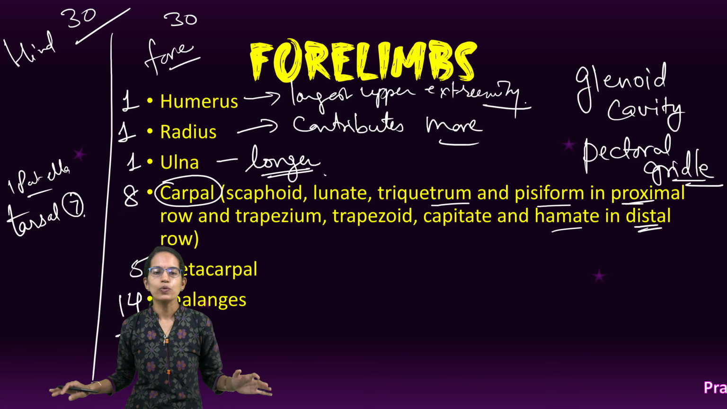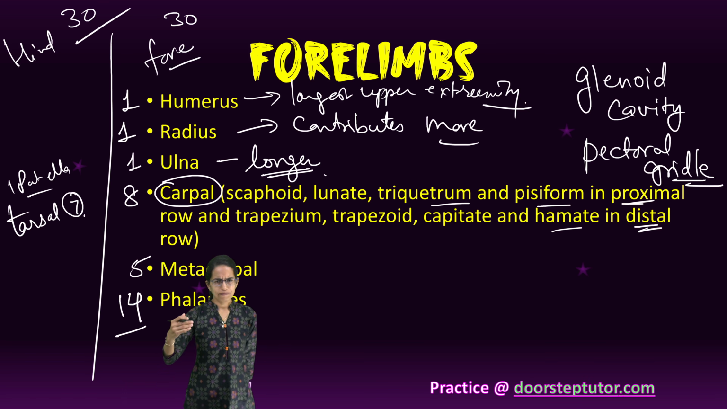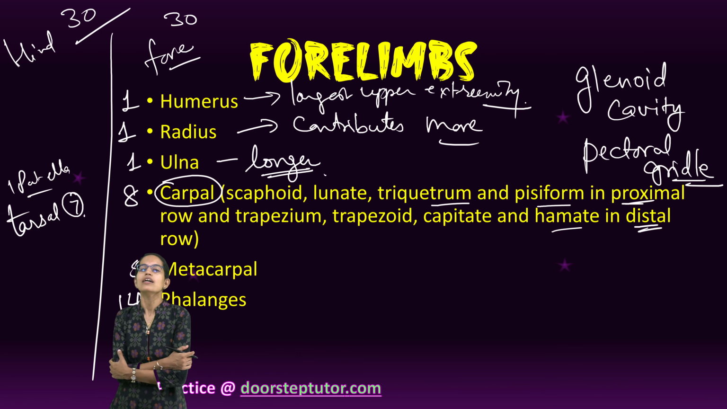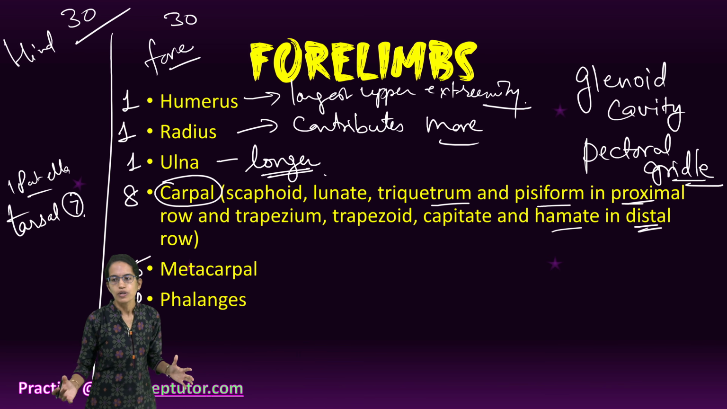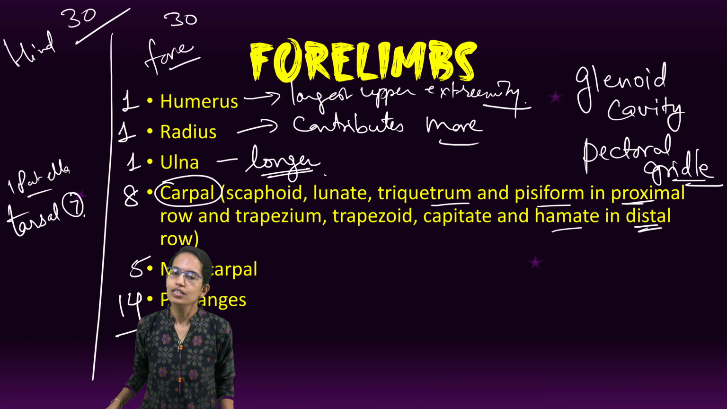So this is a quick summary about forelimbs. I hope the major bones in the hind limbs and the forelimbs are clear. In the next section we will talk about the pectoral and the pelvic girdle and the bones in these 2 sections.